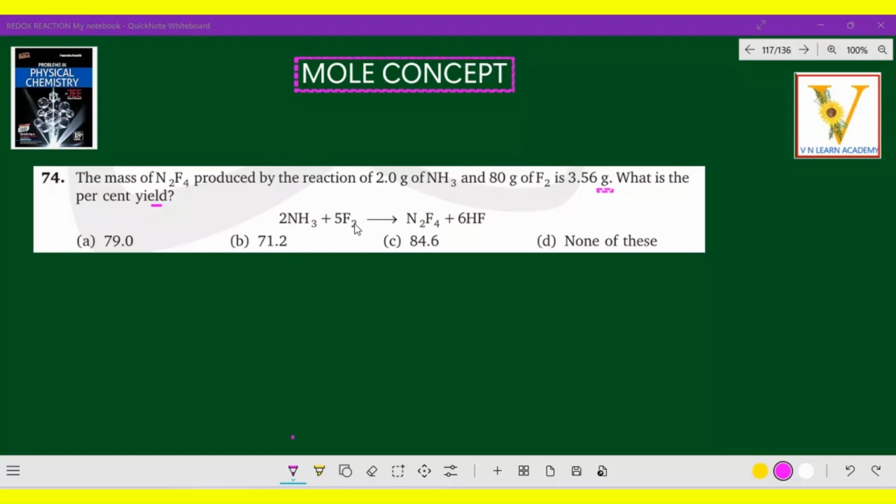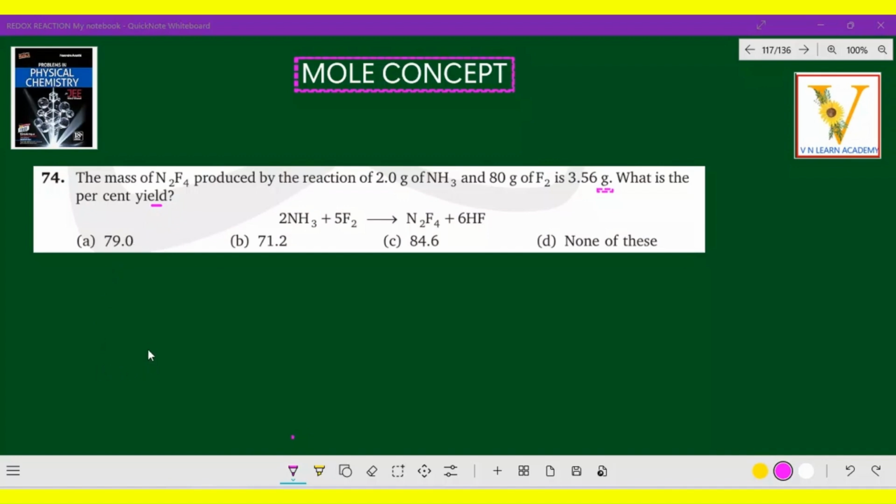Here 2 moles of ammonia plus 3 moles of fluorine gives 1 mole of N2F4 plus 6 moles of hydrogen fluoride. Now let us check which is the correct option. Here the same limiting reagent point we can consider, then we can find out the percentage yield. That is the first question we observed, now the same idea.